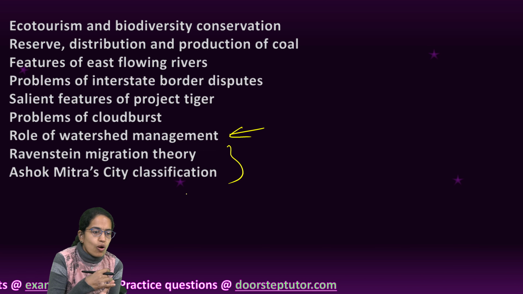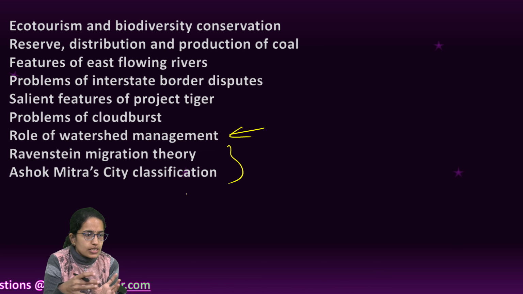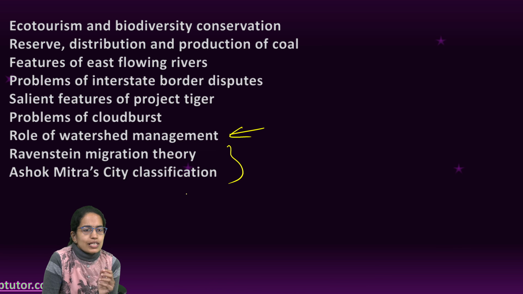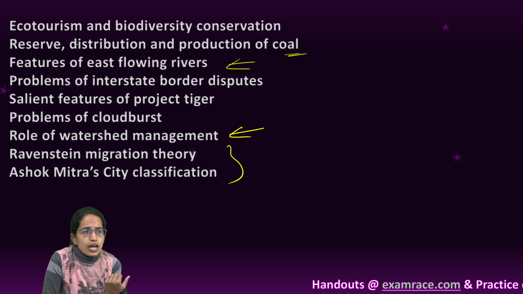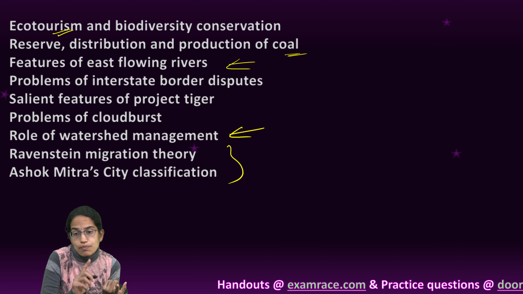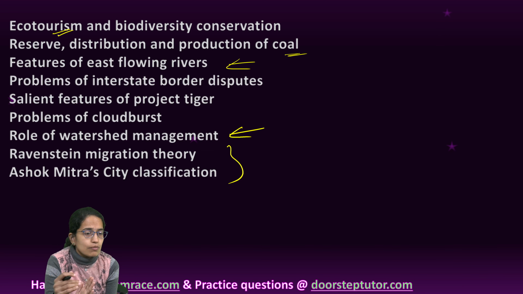So one was on the city classification by Ashok Mitra, and migration theory by Ravenstein. So very direct questions. Then specific features of east flowing rivers, the distribution, production and reserve of coal industries, ecotourism, rural tourism, very important topics. Medical tourism, we have covered those separately in our postal course.